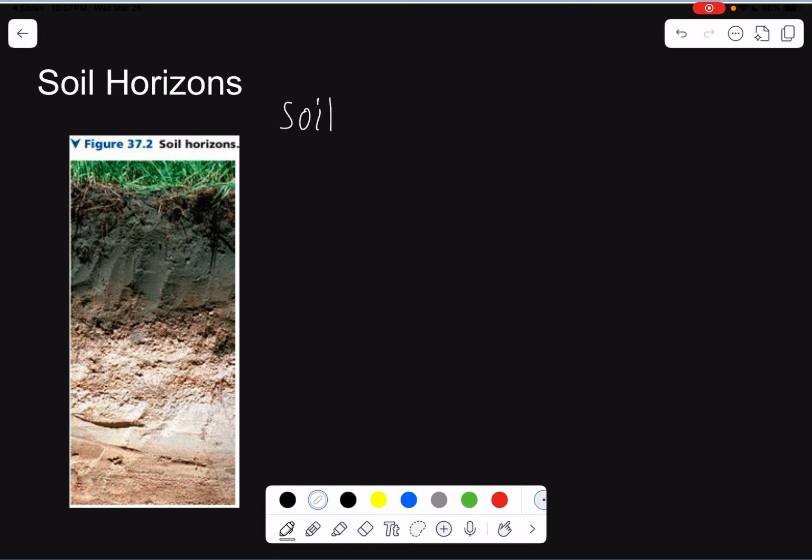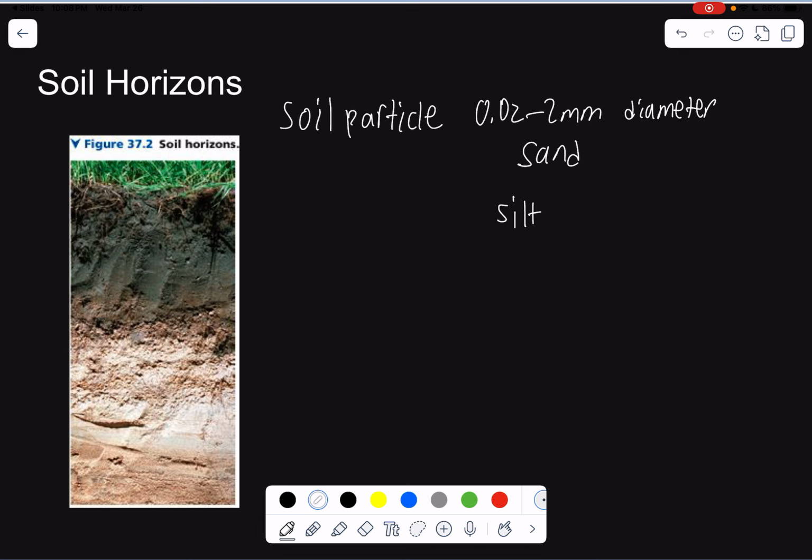Basically, soil particles can range from anywhere between 0.02 to 2 millimeters in diameter, which is something similar to coarse sand, like sand at the beach. And then as we go lower in diameter, we go to silt at 0.002 to 0.02. And eventually we go to clay particles, which are less than 0.002.